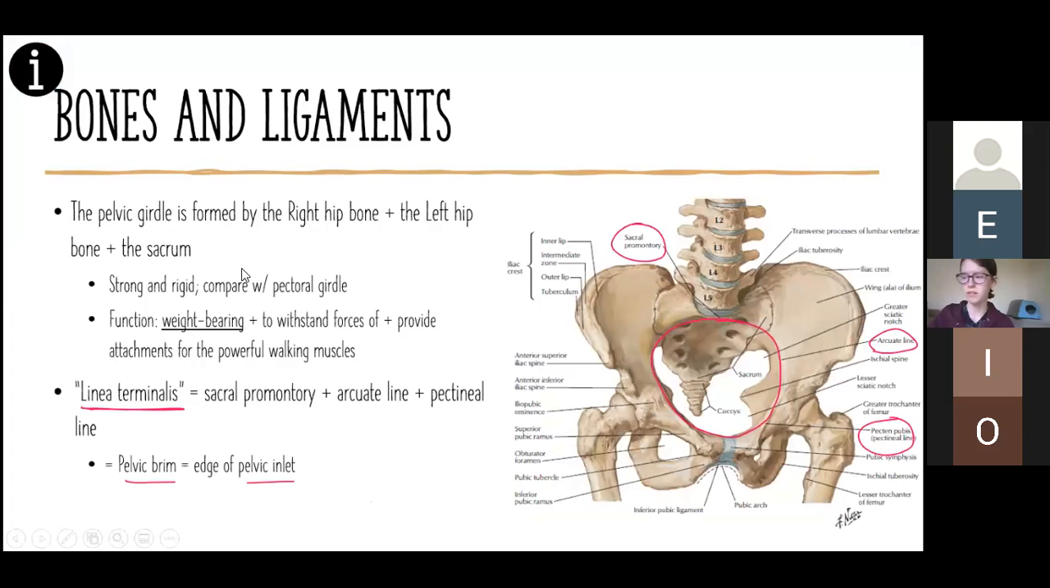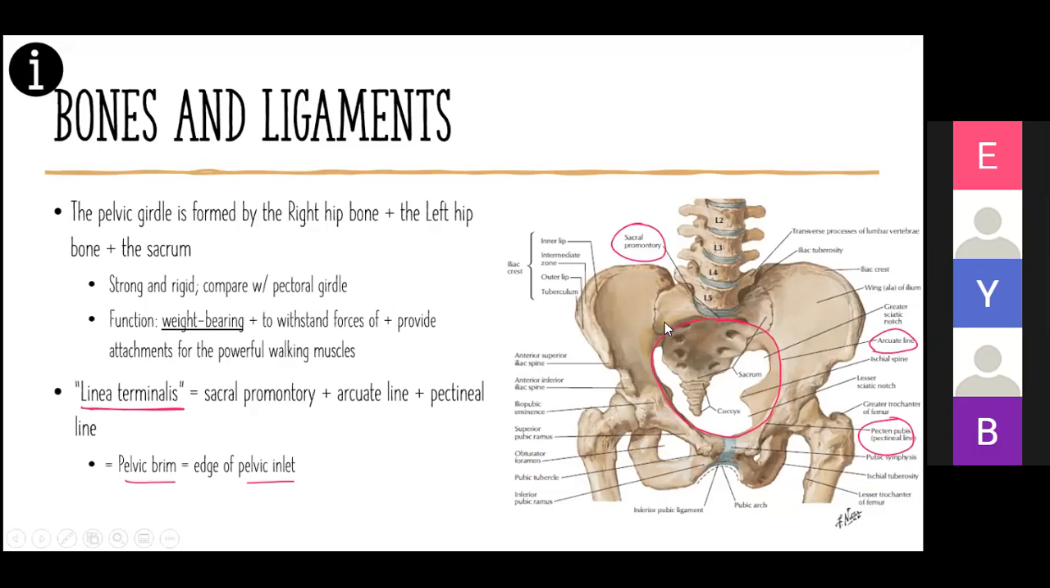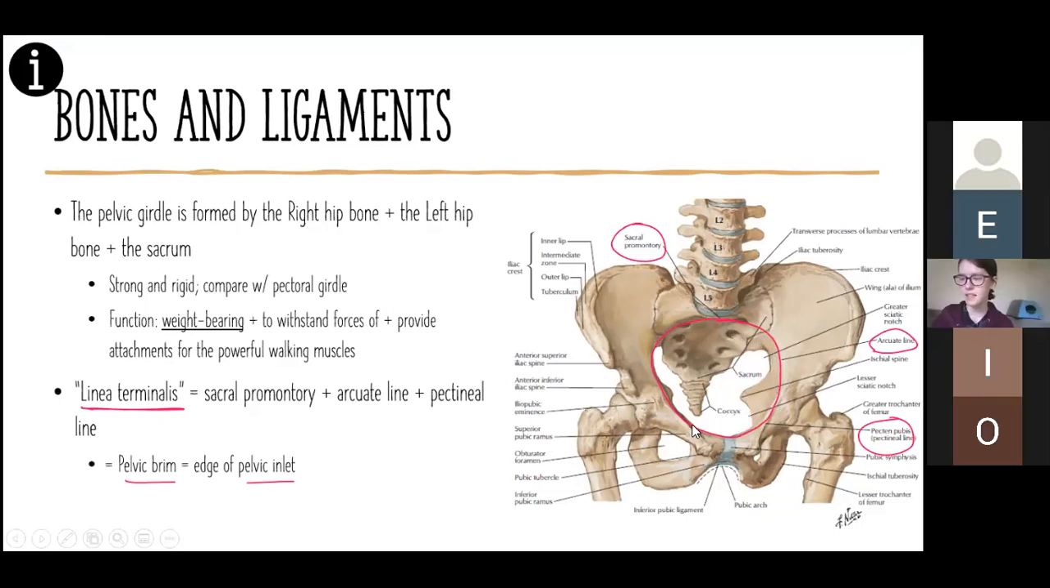This one's just for your reference, bit of a picture. No point in me just reading out all of the different bony landmarks, but the important one I think to know would be the linea terminalis here, which again comprises of the sacral promontory, the arcuate line, and the pectinate line.